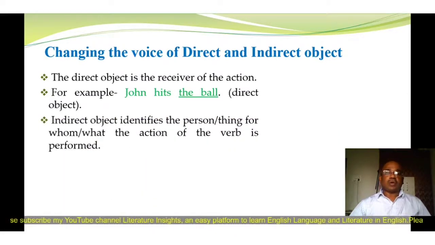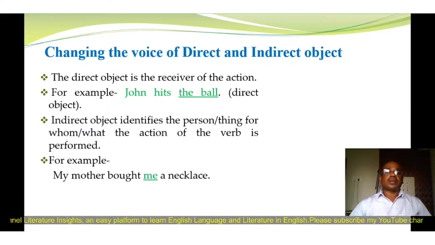Then indirect object identifies the person or thing for whom the action of the verb is performed. Now here we have an example of indirect object. My mother bought me a necklace. So in this sentence you can see me is an indirect object, the one for whom the necklace was bought. So me is an indirect object here.